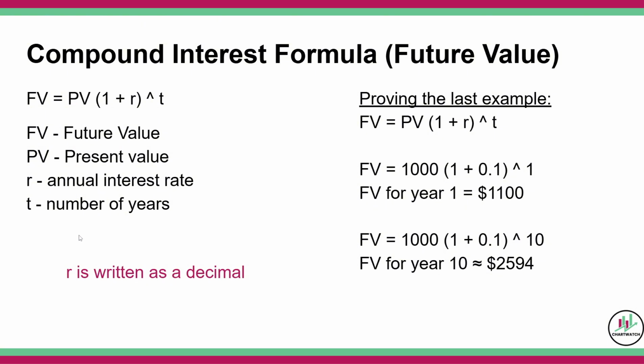It's also important to understand that your interest rate is written as a decimal. So when R is equal to 1, that is 100%. And in this case, we have 10%, so R is going to equal 0.1. You can just do this by taking whatever your percentage is and dividing it by 100. So 10% divided by 100 is 0.1. So R is written as a decimal.